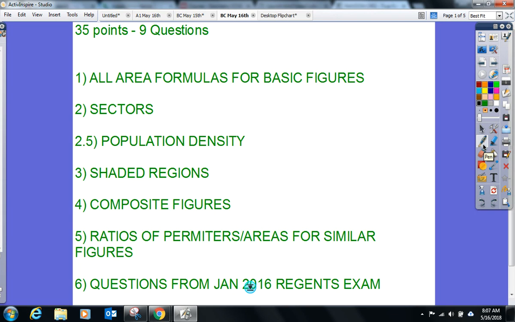Okay, a couple things here. You know you have the 2 Regents questions from last week's exam. The other 7, like I said, are going to come pretty strong. Here's what I mean by coming pretty strong. Anybody want to name a basic figure you should know the area of going into tomorrow?